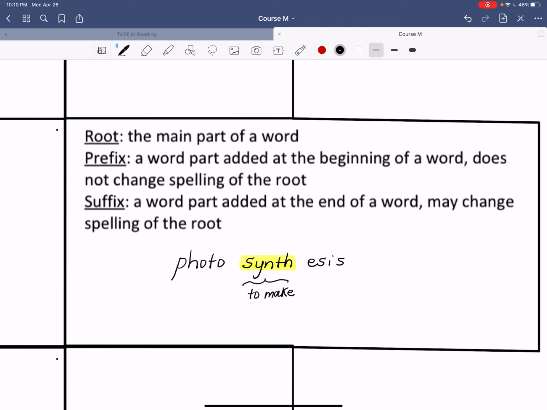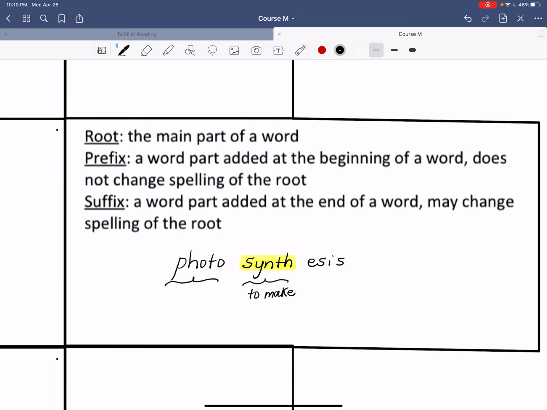Synthesize or synthetic. Those all have to do with making something, producing something. So this action, the meaning of this word is making something. In this case, we know that the plants are making food because of our last example.